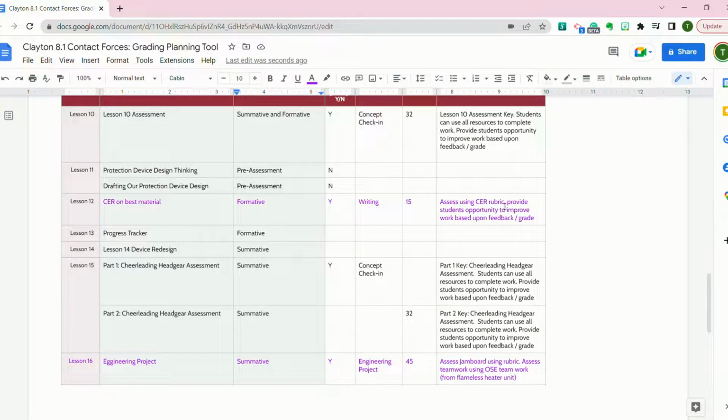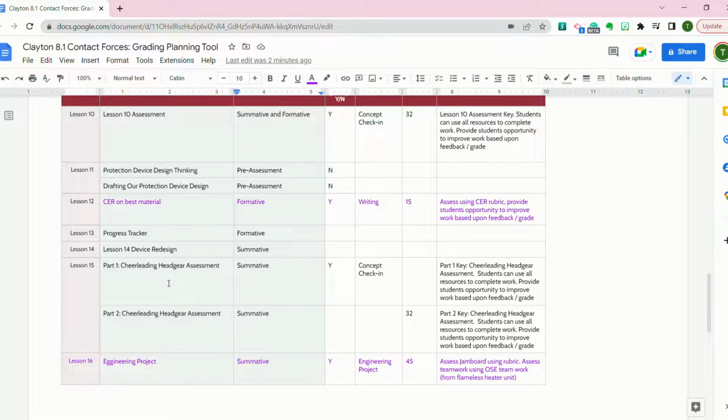Again, using the same rubric as before, we give them some feedback. And this is based on that best material and their testing. So then in 13, they do the progress tracker entry. We just formatively assess that. And then 14 is, again, in this engineering project. And I'll talk a little more about that in a second.